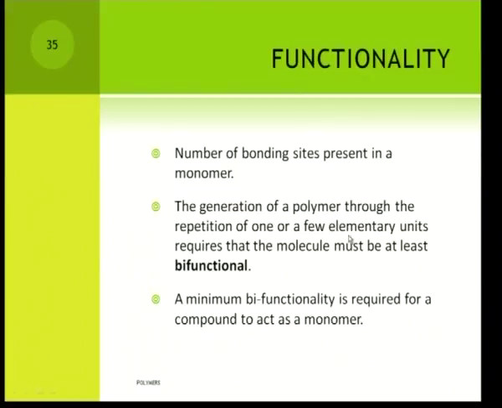The generation of a polymer through the repetition of one or a few elementary units requires that the molecule must be at least bifunctional. Hence, for a unit to behave as a monomer and take part in the polymerization reaction to form a polymer, the minimum requirement is that it should be at least bifunctional. Anything more than bifunctionality is also preferable because there are more bonding sites for developing linkages to form a continuous polymer chain.